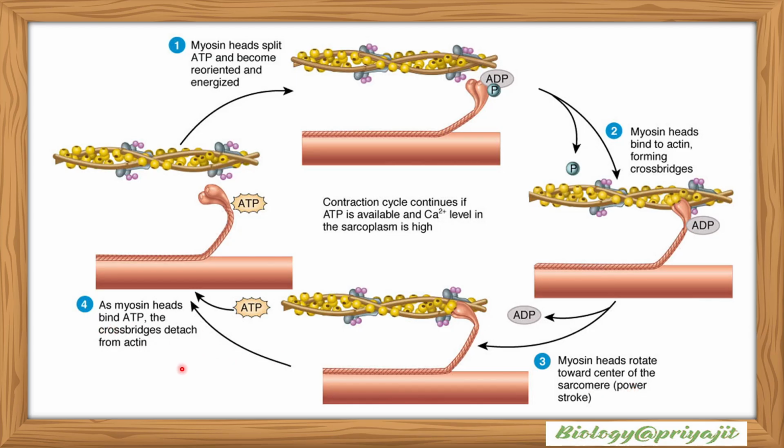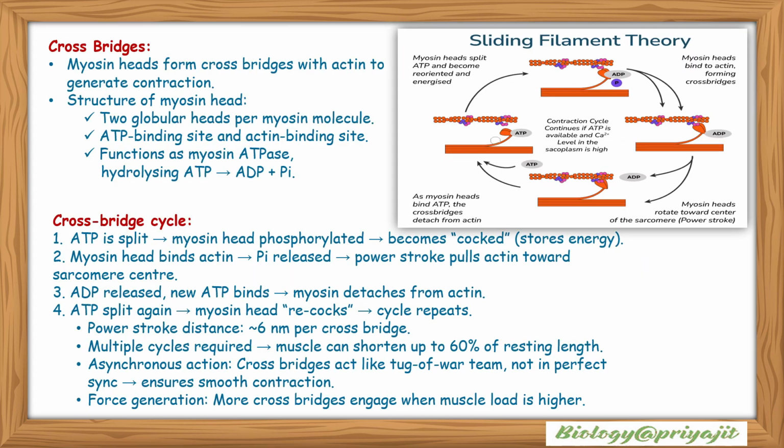As myosin heads bind ATP, the cross bridge detaches from the actin protein. So what is a cross bridge? Myosin heads form a cross bridge with actin to generate contraction. Structure of the myosin head: two globular heads per myosin molecule. We already know that there is an ATP binding site, or ATPase, and an actin binding site.